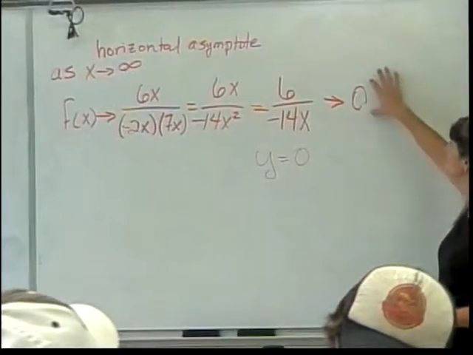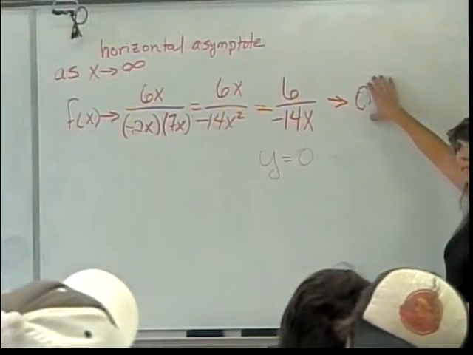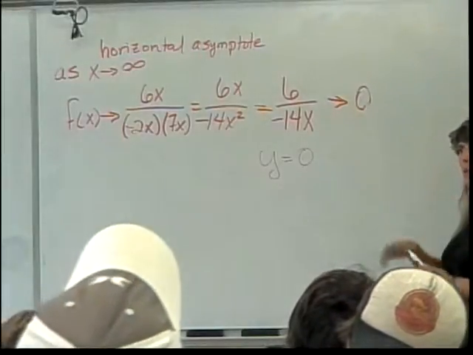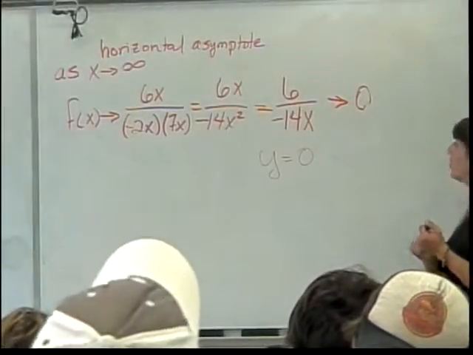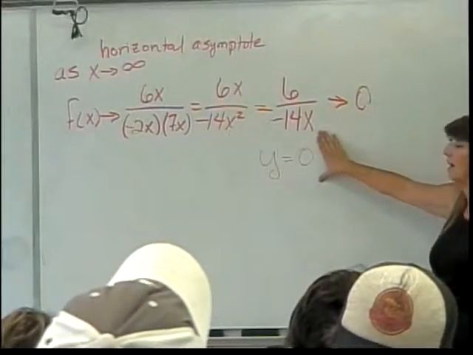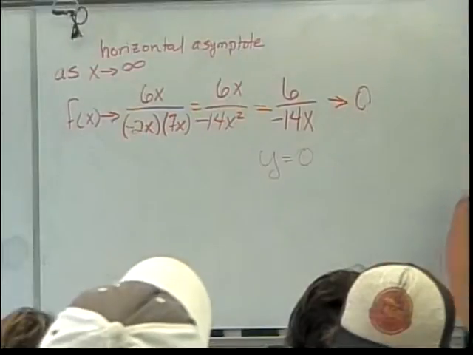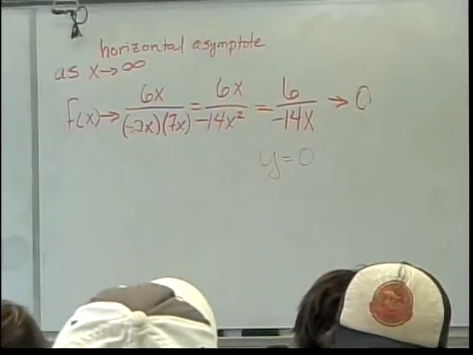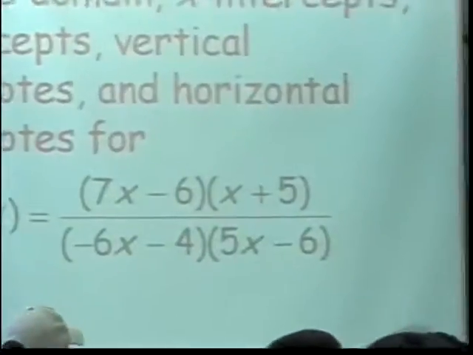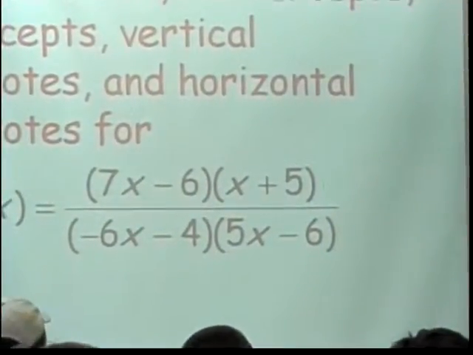Now if this does not approach a single number, then you would say there is no horizontal asymptote. In this case, we are approaching 0 because it's getting close to that. And so we can say that's it. Now, your turn to do one. This one, you can skip the domain, the x-intercepts, and the y-intercepts, and I want you to find the vertical and horizontal asymptotes.